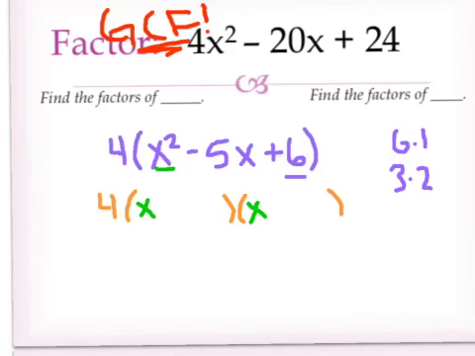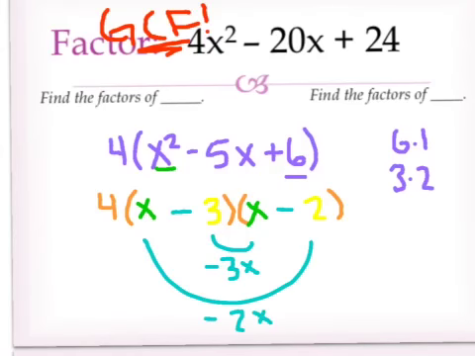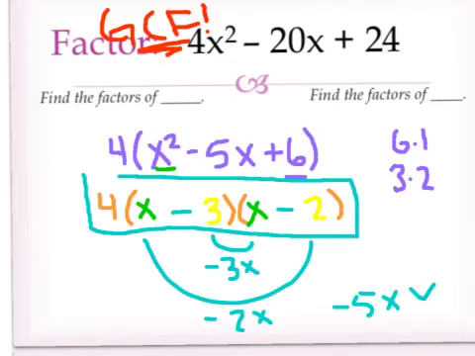Now, which of those will add or subtract to give me 5? Well, remember, same sign, both negative, okay? So, let's try out 3 and 2. When I do 3 and 2, and I do same sign, both negative, that is going to give me negative 3x. That's going to give me negative 2x, and together I get negative 5x, which is my middle term, so I know that I'm correct. Now, this 4 out front is super important. Do not forget him, alright? He is part of the answer. He just hangs out front, but he is part of the answer.